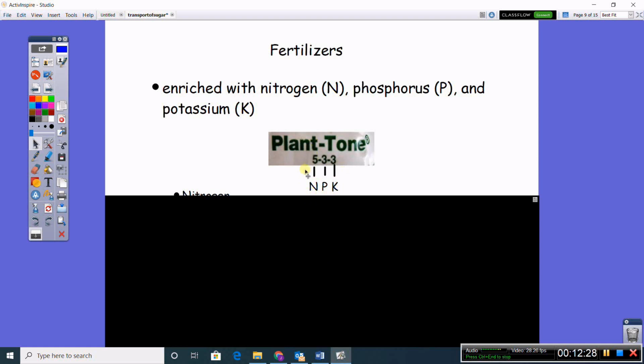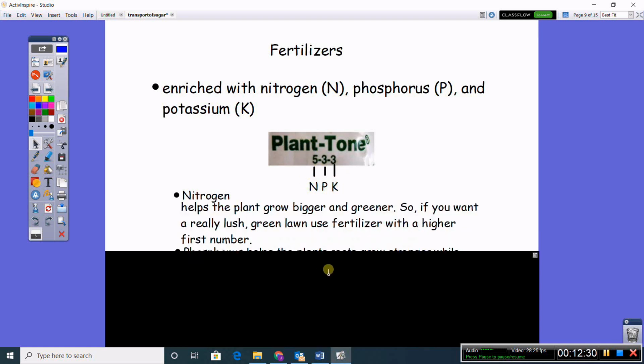So something like this that has a higher amount of nitrogen, that's going to help the plant grow bigger and greener, okay? So if you're using a fertilizer on your grass, on your lawn, you want to get something that has a higher amount of nitrogen in it, okay? That's what nitrogen tends to help with.